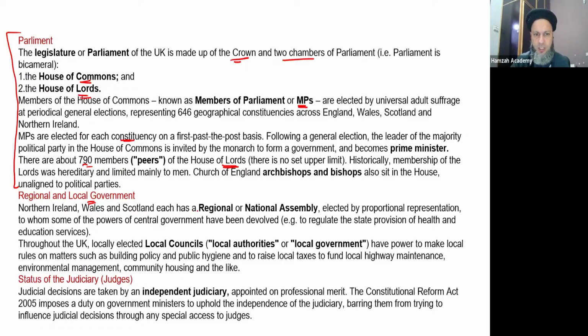Northern Ireland, Wales, and Scotland have a regional national assembly elected by proportional representation, to which state power from central government has been devolved. Throughout the UK, locally elected local councils, this is the main idea because we will study delegated legislation later on, have the power to make rules on matters such as building policy and public hygiene, and to raise local taxes to fund local highway maintenance, etc. The judiciary is independent, appointed on professional merit. The Constitutional Reform Act imposed this. Okay, fine. That is the basic structure of the UK.